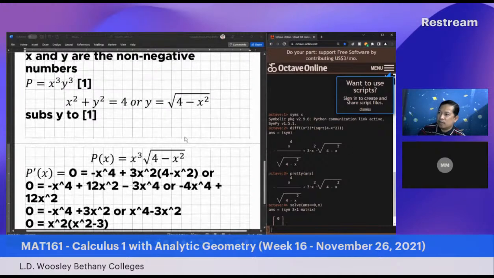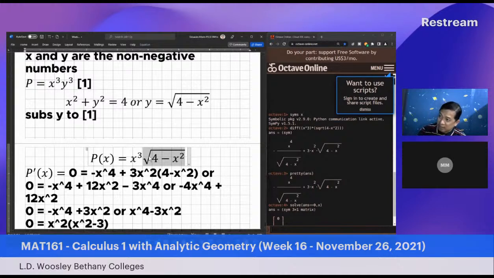Wait a minute. I think we have an error. May nakalimutan tayo, Micaela, dito. Cube mo dapat to. Tama? Kasi substitute mo lang naman yung y eh. Tama, Micaela? Yes, sir. Ayan.